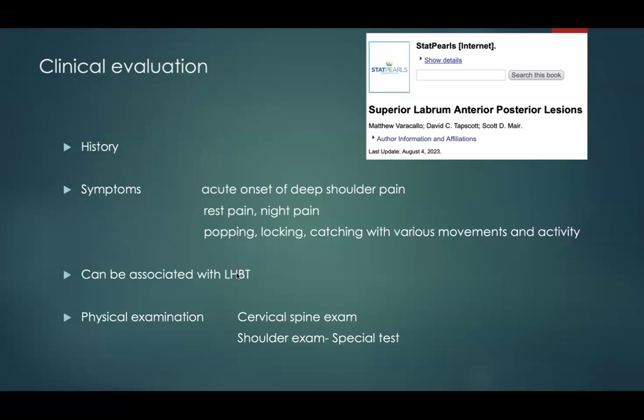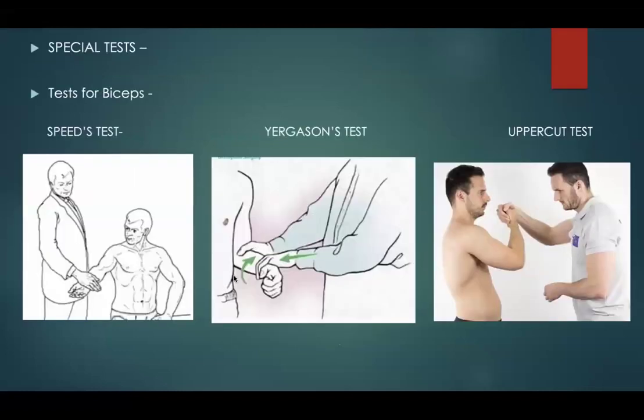The physical examination is important, as in cervical spine examination and shoulder examination. There are specific tests. First is the Speed test. In the Speed test, the patient attempts to forward elevate the shoulder against examiner resistance. The elbow is slightly flexed and forearm supinated, considered positive when pain is elicited in the bicipital groove. The Yergason test, the arm is stabilized against the patient's trunk and elbow is flexed to 90 degrees and forearm pronated. The examiner manually resists pronation while the patient also externally rotates the arm against resistance. A positive test is noted if the patient reports pain over the bicipital groove.